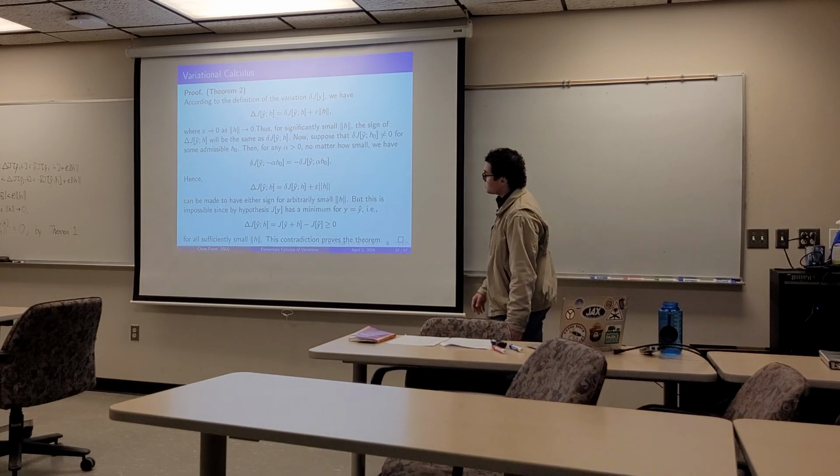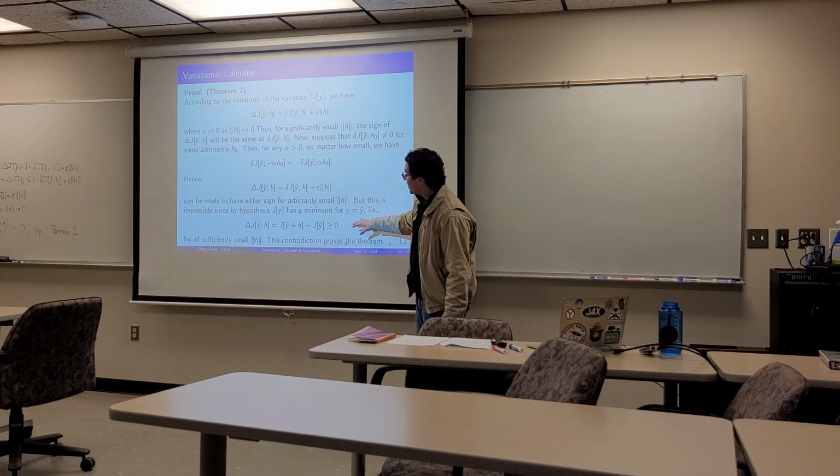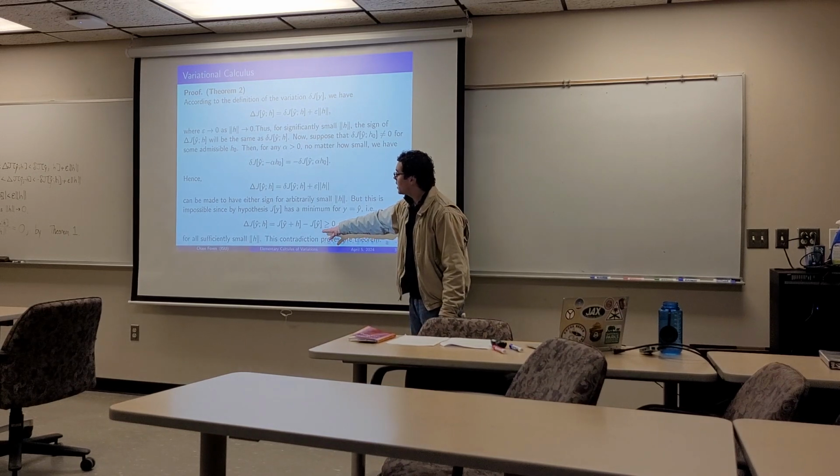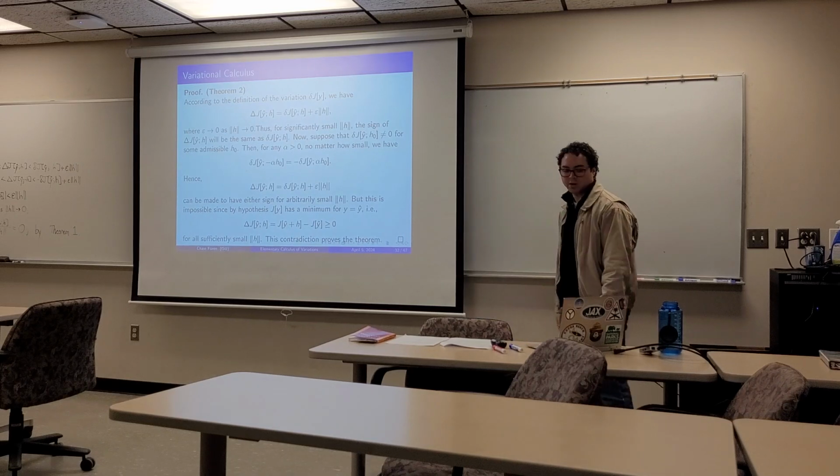So for arbitrarily small h, we can make this increment any sign we want. But since we've supposed that it has a minimum, we have a contradiction, and so the variation has to be 0 in order for this to be a minimum.